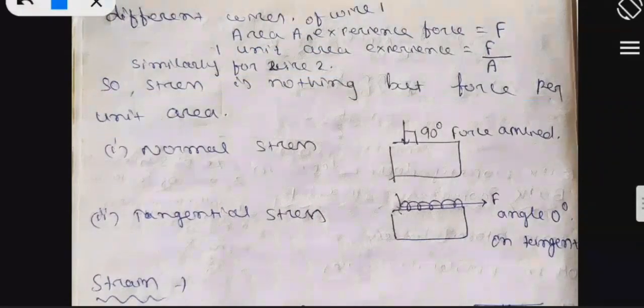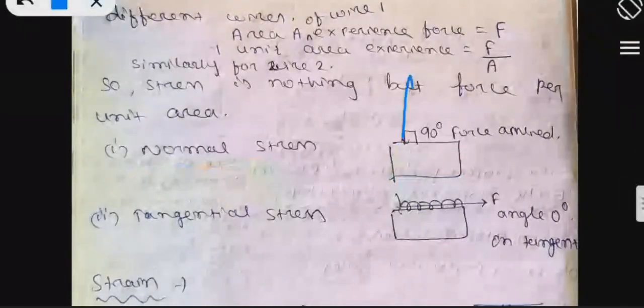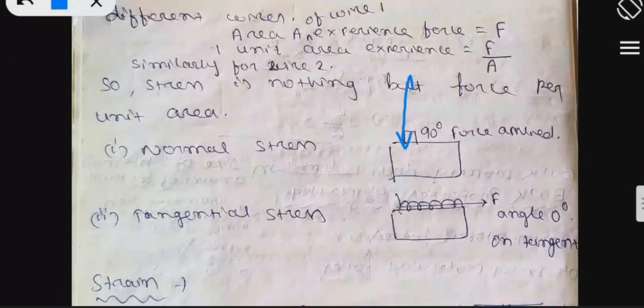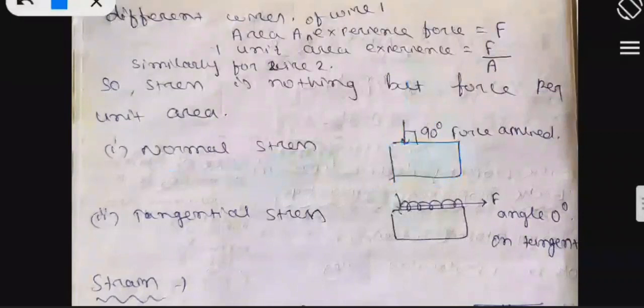Now, what is normal stress? If this is the area, and the force is applied at 90 degrees, or normally, to the surface, then you can say this is a normal stress. The stress generated if the deforming force applied is at 90 degrees to the surface is a normal stress. Then suppose in that same body, I will create a structure like this.